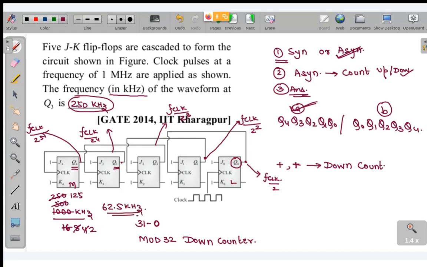Why are we getting 250 kilohertz? What mod 5? What is mod 5? And why are you getting 250 kilohertz? So this is wrong. 62.5 kilohertz is the correct answer we will be getting at Q3. So Q3 is F clock by 2 to the power 4.